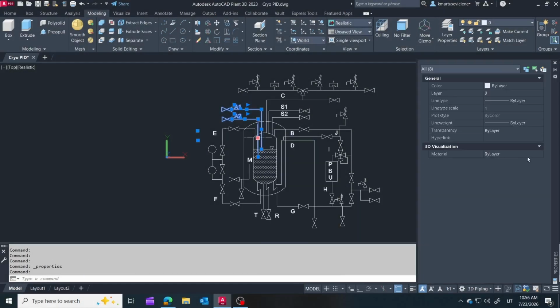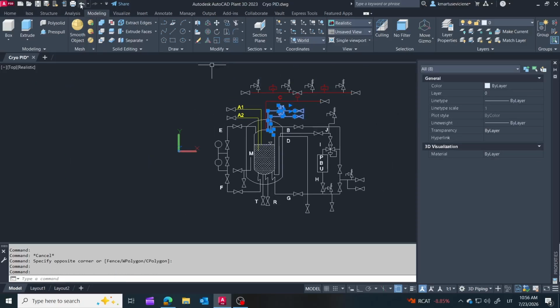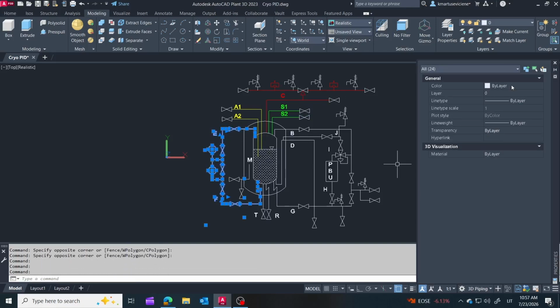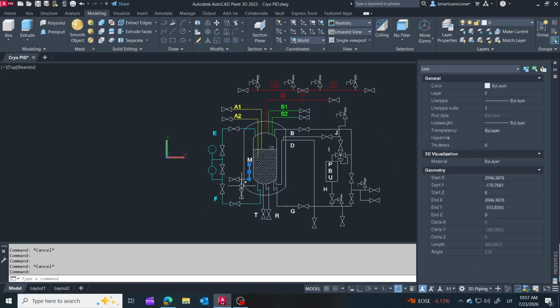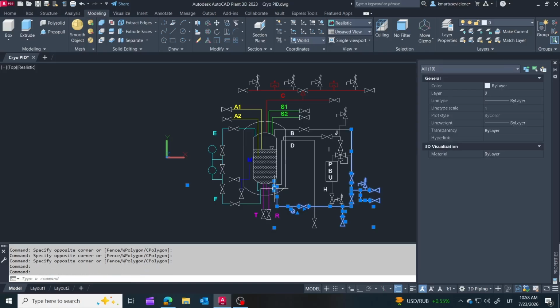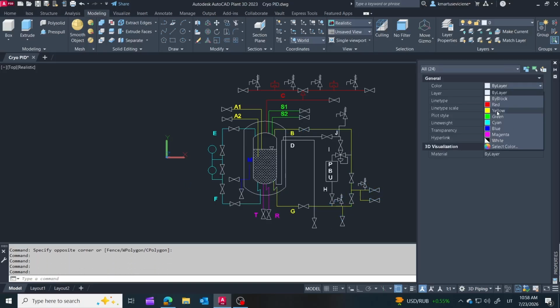Our cryogenic P&ID is now complete. We've built the entire system, identified its main components, and understood the purpose behind each one. In the next video, we'll use this P&ID as the foundation for a complete 3D cryogenic model in AutoCAD Plant 3D, where the engineering workflow really begins.